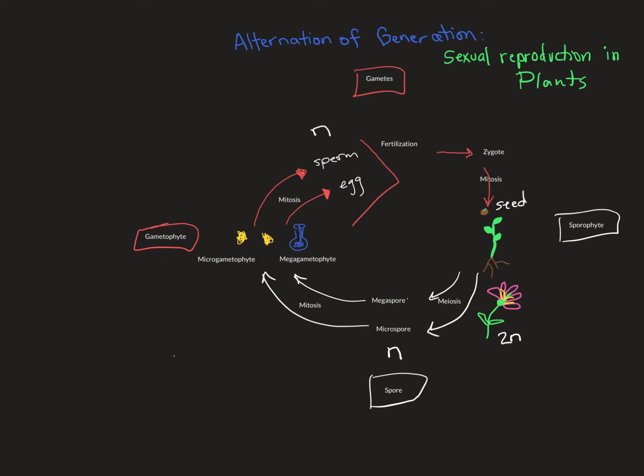Through the process of pollination and fertilization, sperm cells combine with egg cells to produce a zygote that once again is diploid. Through mitosis, the zygote grows into an embryo within a seed and the cycle begins again.